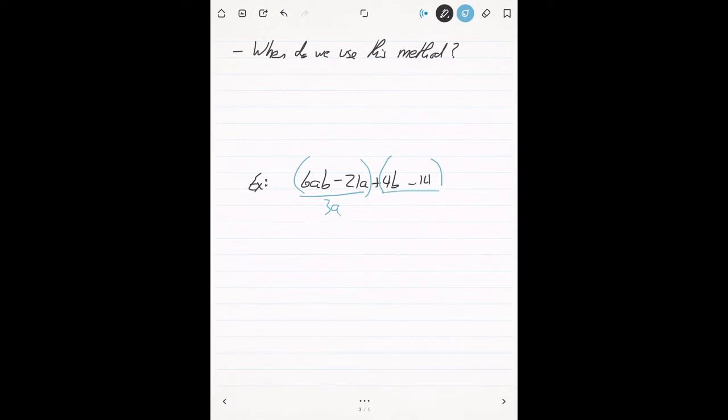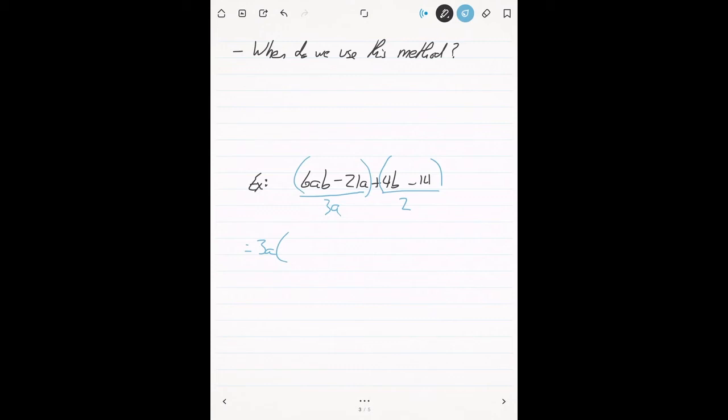For the second group, we have 14 and 4. Both of them have 2 in common as a factor, and there are no variables in common, so the GCF is just going to be 2 here. So what we're going to do is rewrite this polynomial by first factoring out the GCF of 3a from the first group.